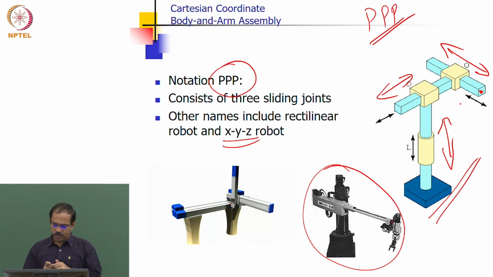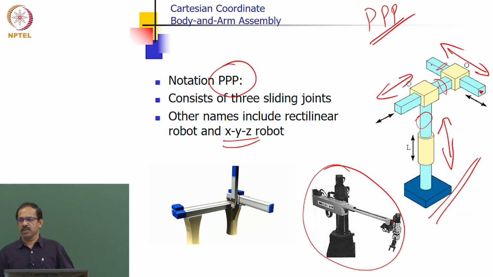The one disadvantage is that, as in the previous case, all the slides need to be protected, otherwise they will get jammed or start malfunctioning. It won't be able to move because of pollutants or other debris getting into these slides. Another disadvantage, what will be another disadvantage of this one? Can you tell me? Workspace is discontinuous. Why?